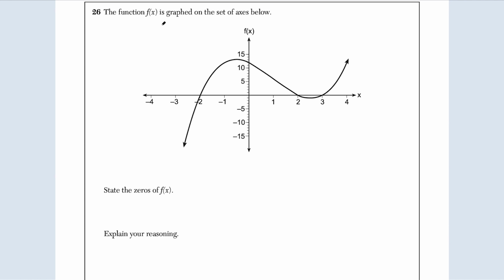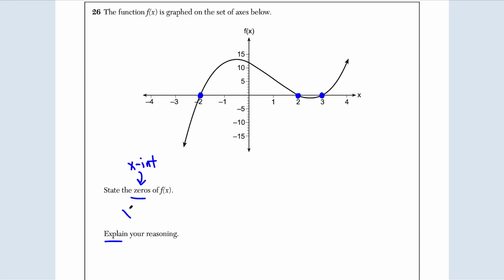Question 26, we have a graph of f of x, and we want to state the zeros of f of x, and then explain our reasoning. The zeros of f of x are the points where the graph crosses the x-axis. These are the x-intercepts. We just have to identify the x values, and this is going to occur at x equals negative 2, at x equals positive 2, and at x equals 3.